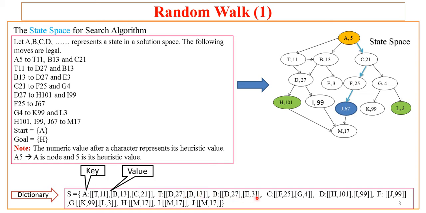For B it is D and E. For C it is F and G. For D it is H and I, and for F it is J. For G it is K and L. For H it is M. For I it is M, and for J also it is M. So this way, this dictionary can be used as the data structure for our algorithm.